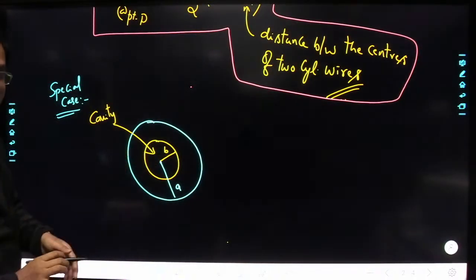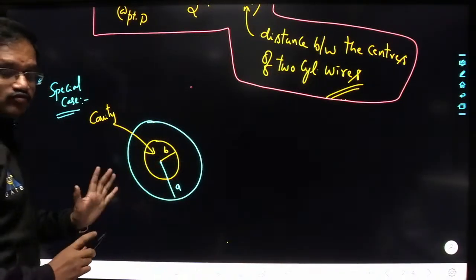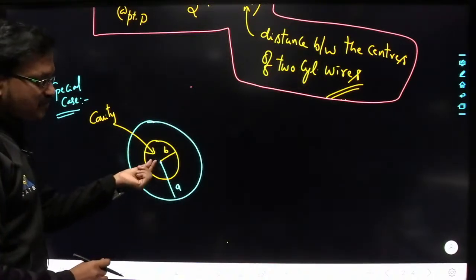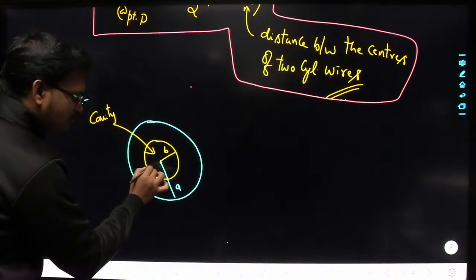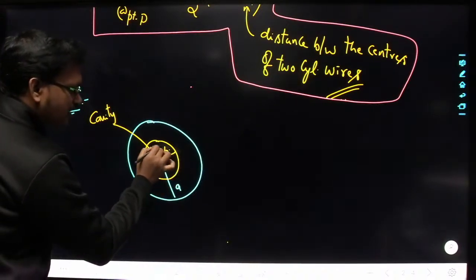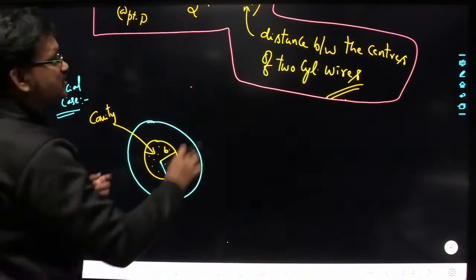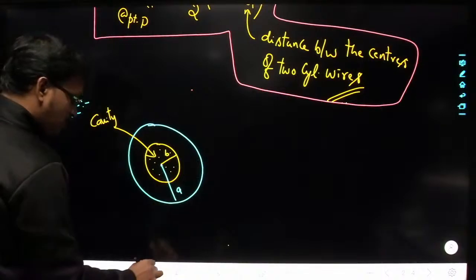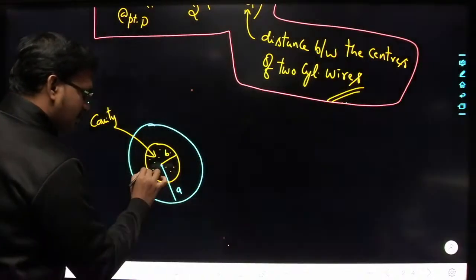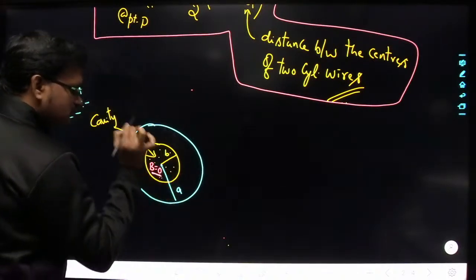Okay. Now in this case, since the centers of the two cylindrical wires coincide with one another, the distance between the centers of the two cylindrical wires is equal to 0, and hence whatever point you take inside the wire, this D is equal to what? Now this D is becoming 0, and hence you can directly write B field inside the cavity is equal to 0.